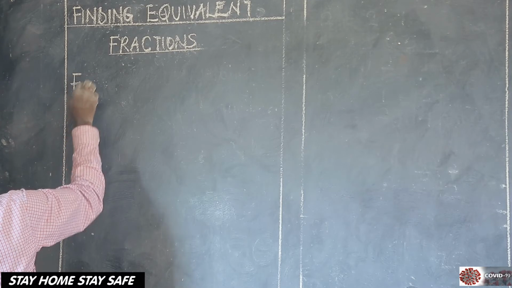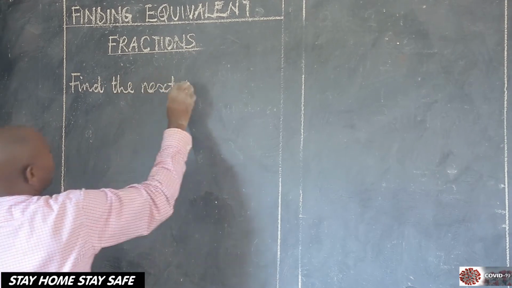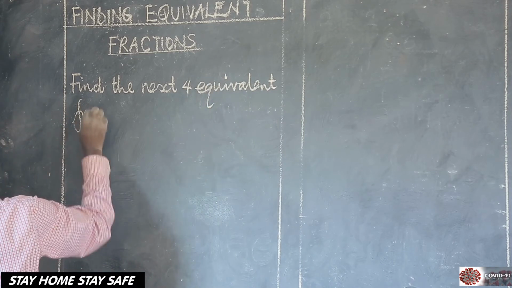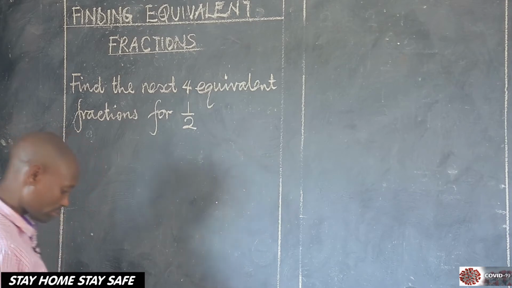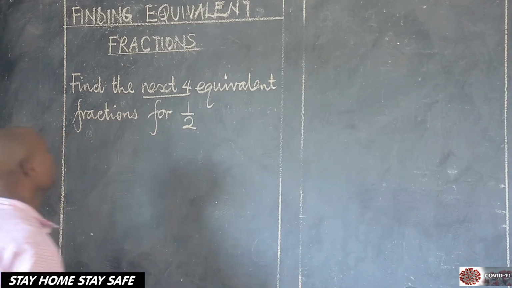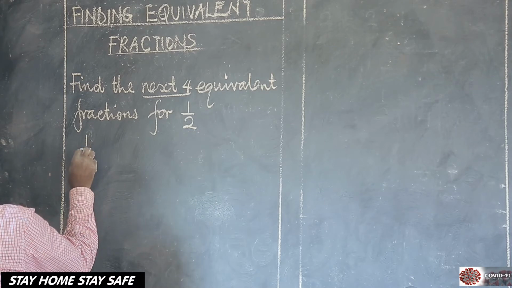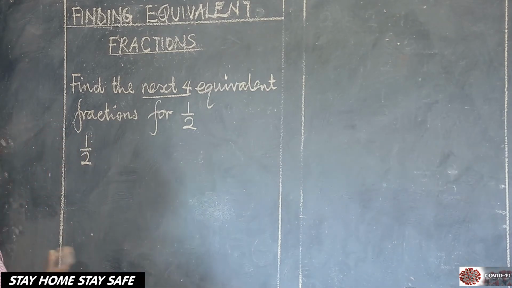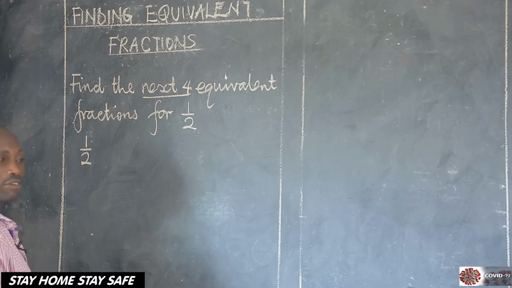Somebody may tell you to find the next four equivalent fractions, for example, for a half. Find the next four equivalent fractions for a half. So how do we get these equivalent fractions? You get a half, which is the fraction that has been given to you. Then you multiply it by counting numbers. Which counting numbers do we have? We have 1, 2, 3, 4, and so forth.